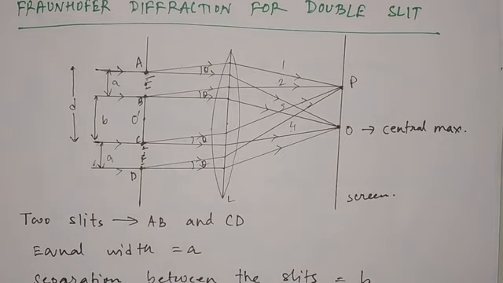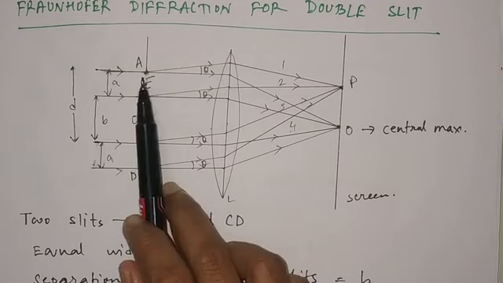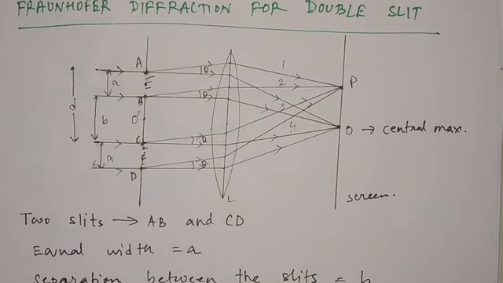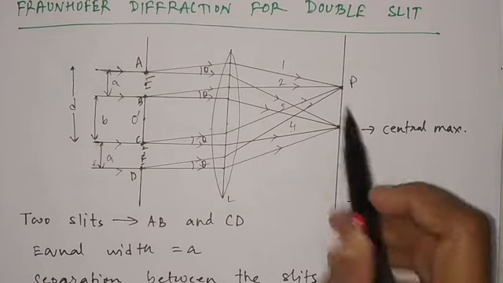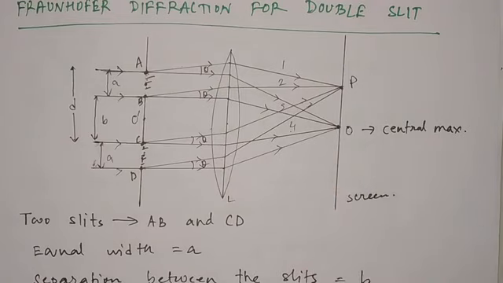We'll get the interaction between the rays coming from two slits. So it is similar to the Young's double slit experimental arrangement. So what we'll get? In addition to diffraction, we'll also get the interference phenomenon. Okay, so the intensity at point P will depend upon two factors.